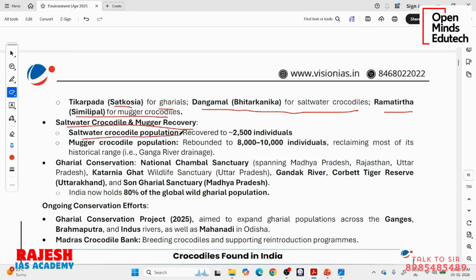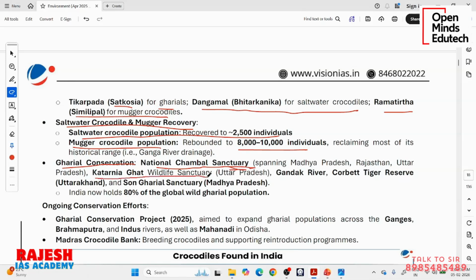So the saltwater crocodile population has recovered to 2,500 individuals. Numbers of saltwater crocodiles in India are increasing. The magar or marsh crocodile population is also increasing. Okay, gharial conservation. The Chambal River flows through Madhya Pradesh, Rajasthan, UP, etc. So there is a special sanctuary for gharial conservation. It is the National Chambal Sanctuary.